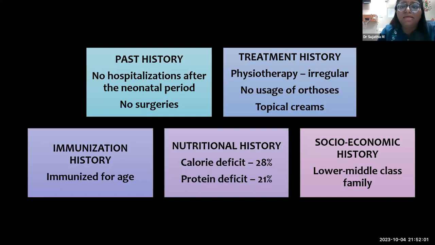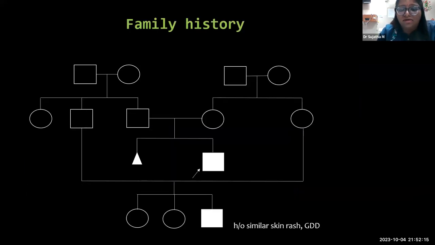Treatment-wise, he was being treated as a child with cerebral palsy and was on regular physiotherapy. For the skin issue, the child was receiving some topical medications before presentation to PGI. He was immunized for age. In the family history, there was a similar skin rash and global developmental delay in his cousin.